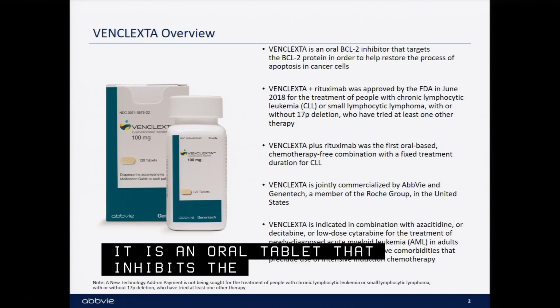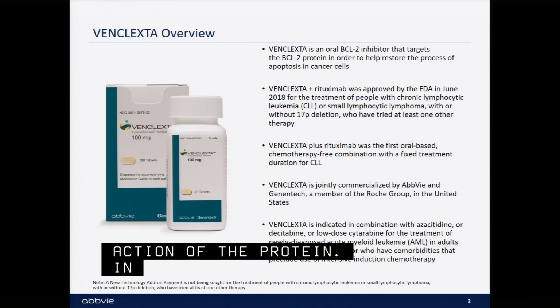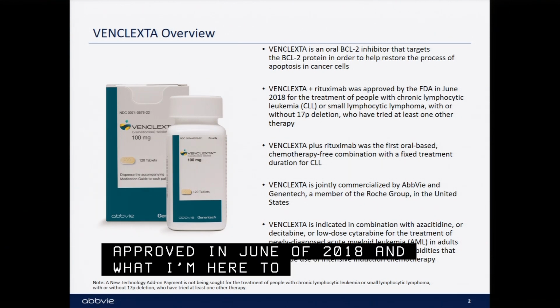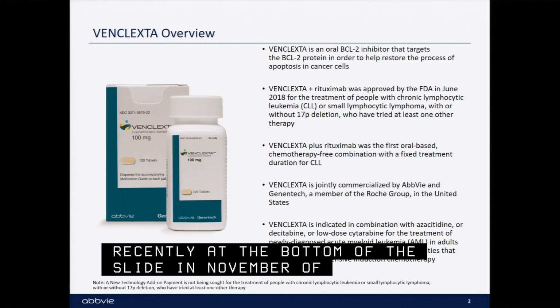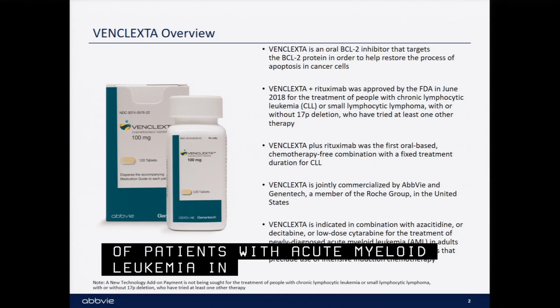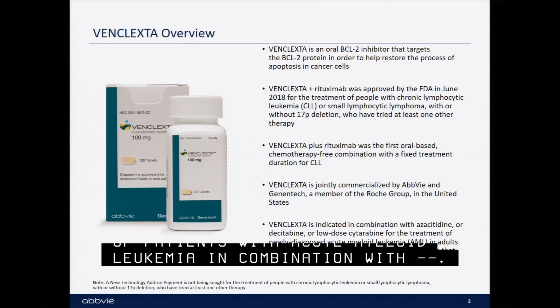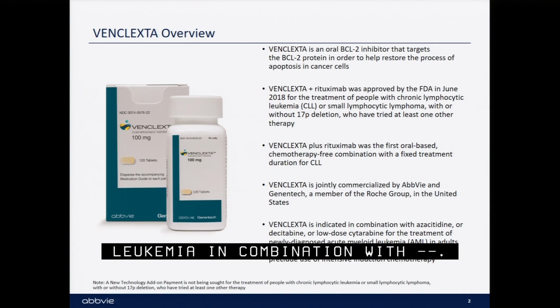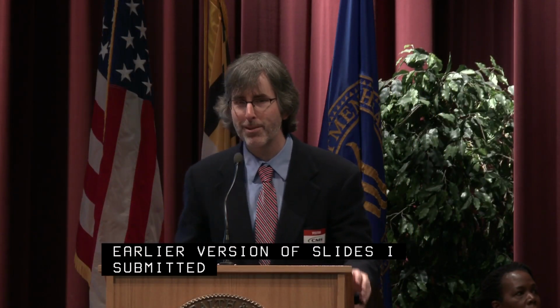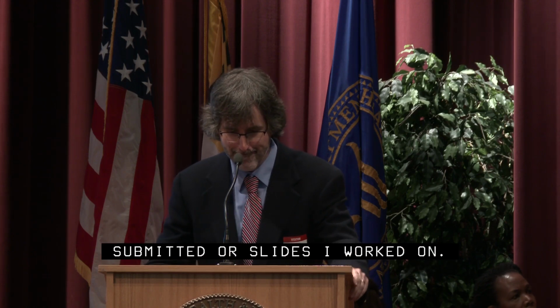Venclexta in combination with rituximab was approved in June of 2018 for CLL. And what I'm here to discuss is more recent, at the bottom of the slide. In November of 2018, Venclexta was indicated for the treatment of patients with acute myeloid leukemia in combination with azacitidine, decitabine, and low-dose cytarabine. It looks like I'm looking at an earlier version of slides I submitted, or actually slides I worked on. So excuse me if I fumble just a little bit as we go through the remainder of the slides.